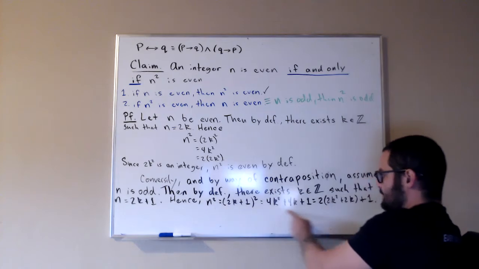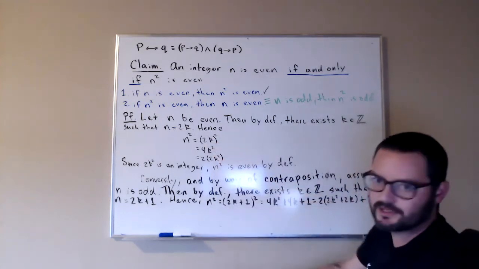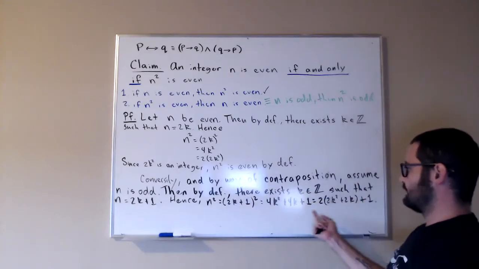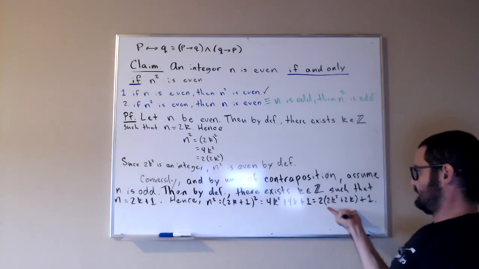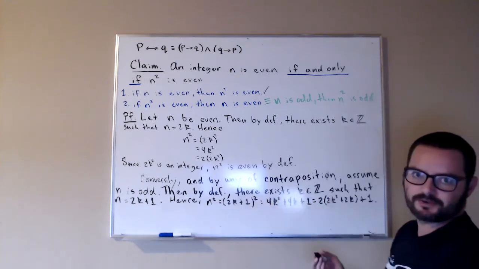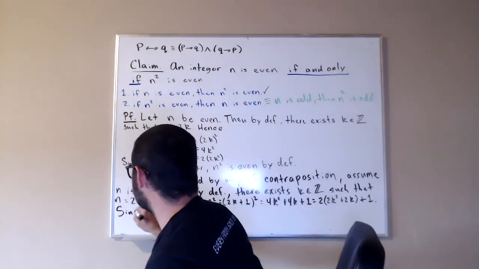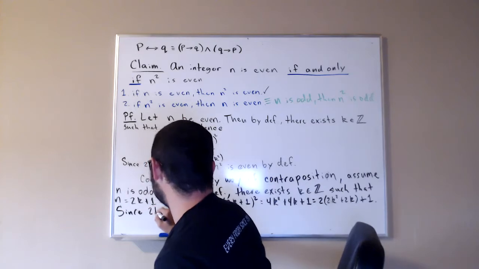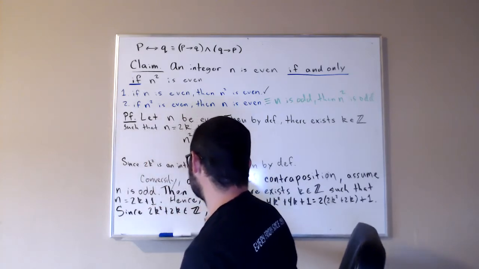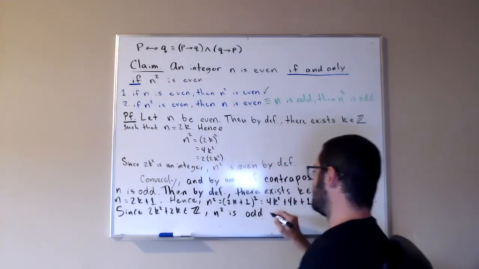Now all of this right here should have been done like this. Okay, I can't emphasize that enough. It should have been straight down. I'm just running out of room. Okay, so we've established that n squared is equal to twice this plus 1. Since this is an integer, n squared satisfies the definition of being odd. So we can just say, since 2k squared plus 2k is an integer, n squared is odd by definition.